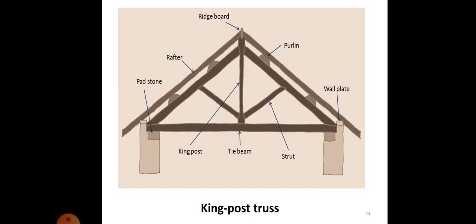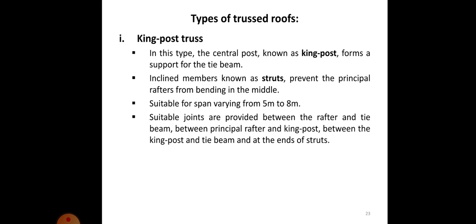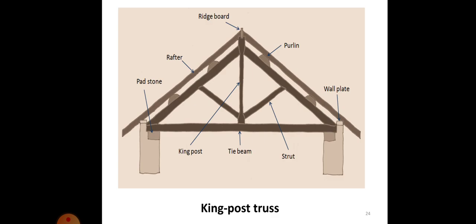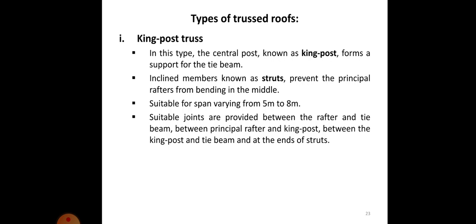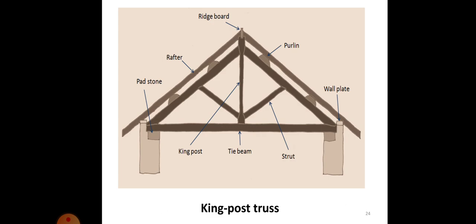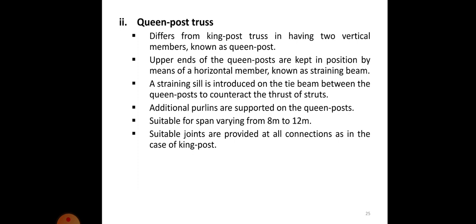So this is a typical king post truss, and these are used for a span varying from about 5 meters to 8 meters. It consists of a central post called a king post, and then you have a tie beam, and two struts provided which support the principal rafter from bending. And also you can see that at each place suitable joints are provided.